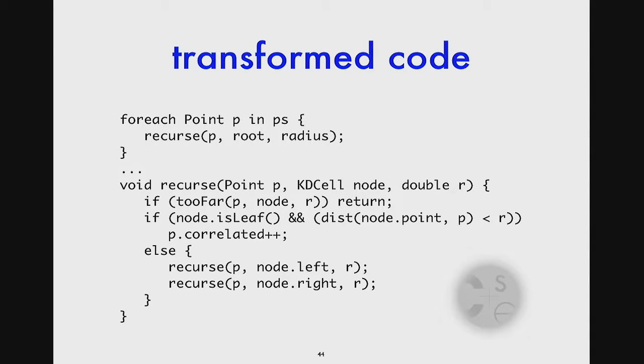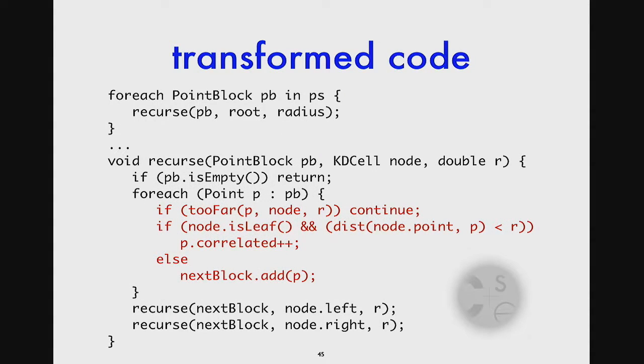For each point recurses through the tree. This is the transformed code. So here's what has happened. I'm now iterating with blocks of points instead of a single point. The recursive function now accepts blocks of points instead of a single point. If there's no points left in the block, it's basically like the oracle is telling us nobody wants to visit this part of the tree, so I can just return.